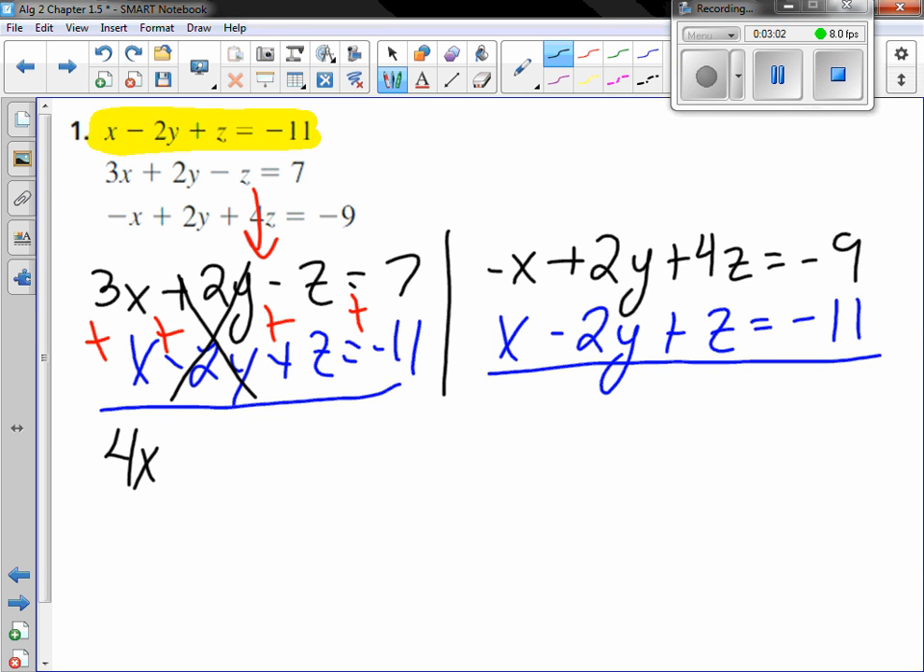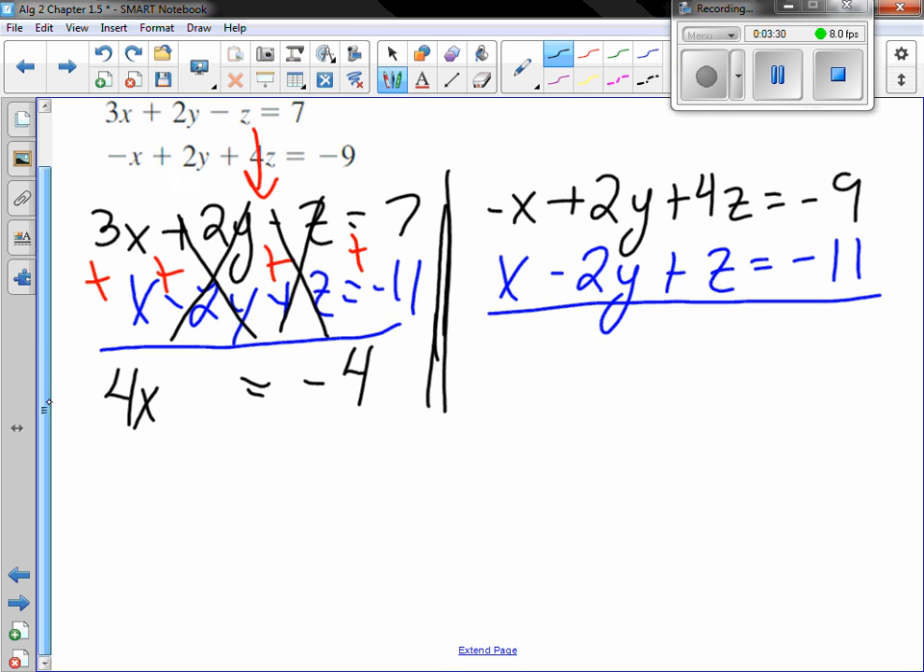And z plus negative z, or negative z plus z, those cancel out also, don't they? So here, y and z both cancel out, just leaving us with x. But we still have to add the last two, 7 plus negative 11. Well, 7 plus negative 11 is negative 4. Wait a minute, we have an equation with x by itself, don't we? We have one variable here. So before I do anything over here, let's just solve for x.